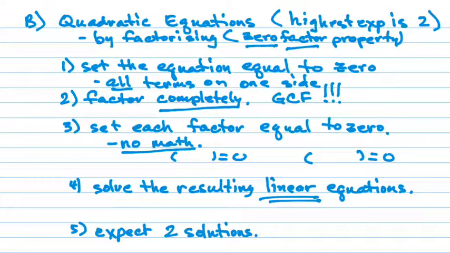And then I'm just going to solve the resulting linear equations by simply doing the opposite operation. And how many solutions do I expect? 2. Am I always going to get 2? No. If I get one that repeats like 3 and 3, then I just write it down one time.